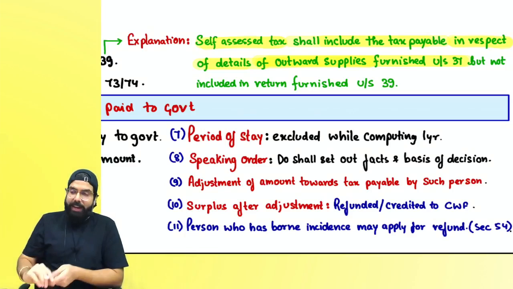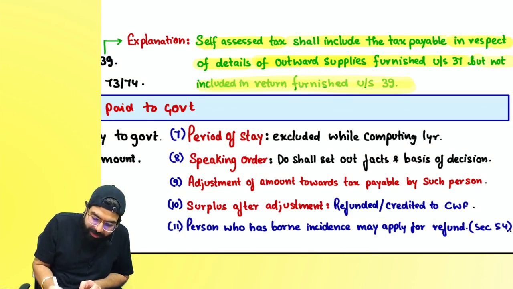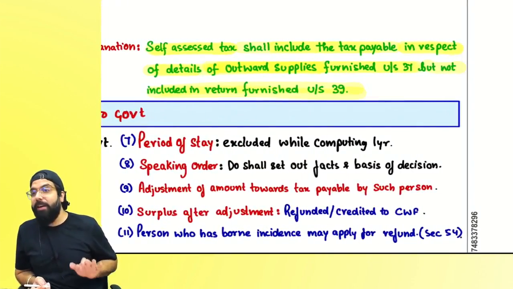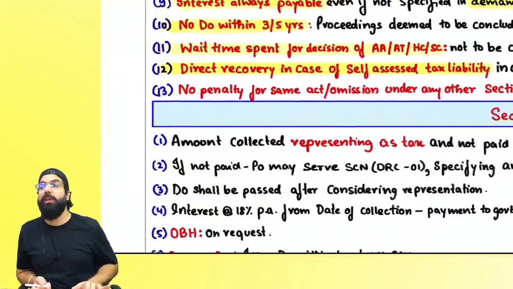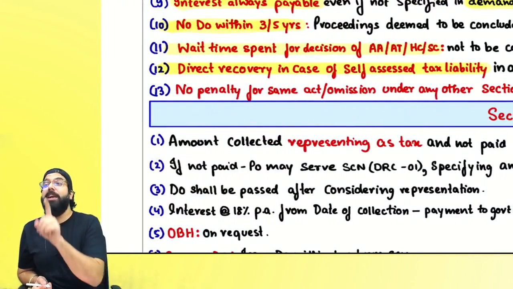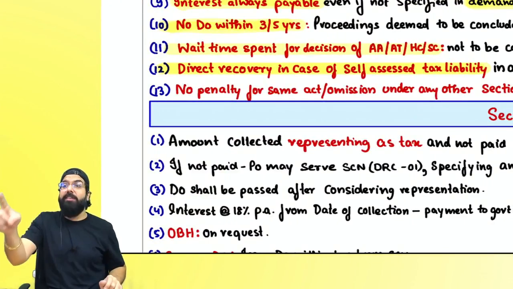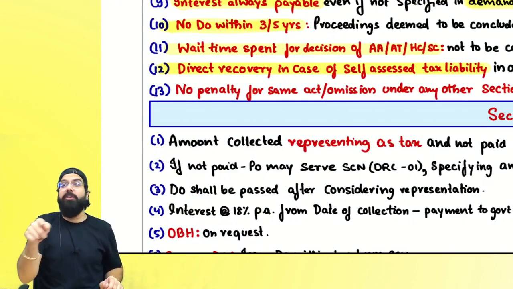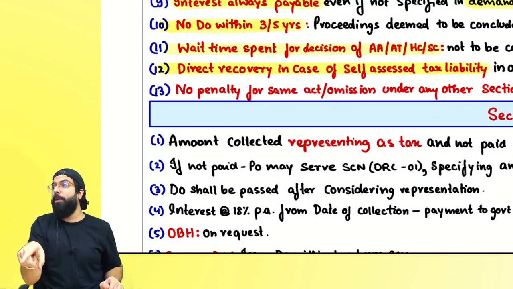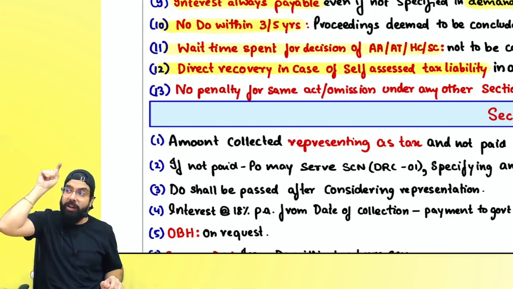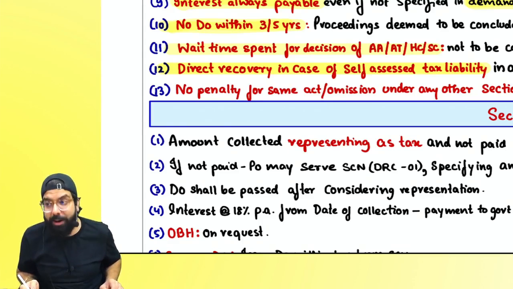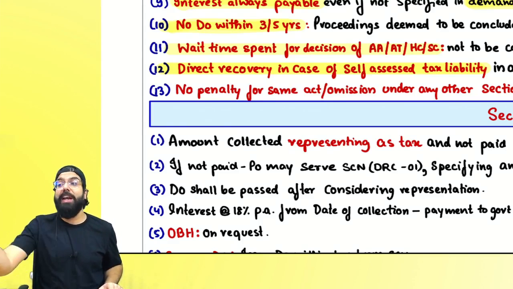But when you are filing the return furnished under section number 39, that is, in your GSTR 3B you did not show that 18 lakh rupees, then they are telling that was your self-assessed tax. In your GSTR 1, in your IFF you told you are liable to pay 18 lakh, but in your GSTR 3B you did not show that amount, then it means that was your self-assessed tax. And if you have not made the payment of self-assessed tax, then they are telling we'll do direct recovery.